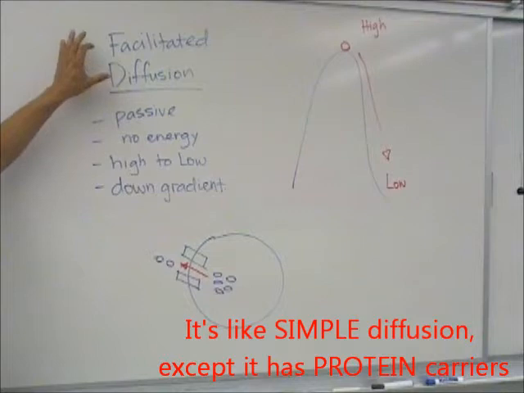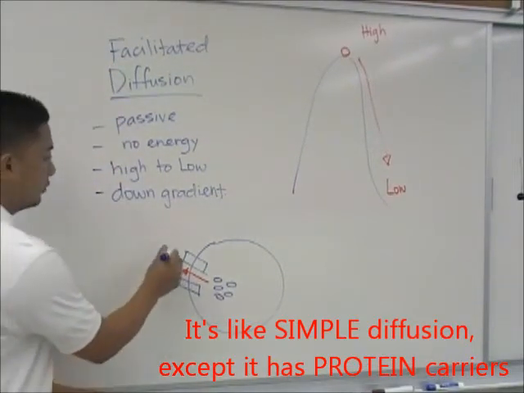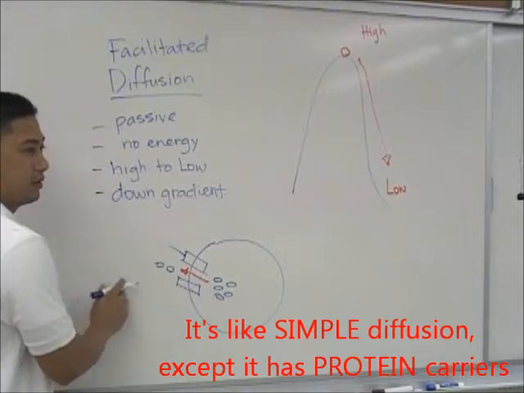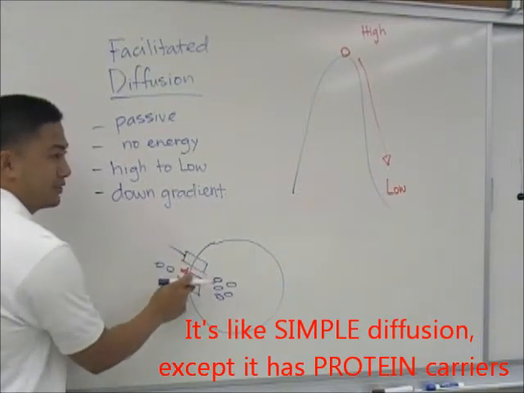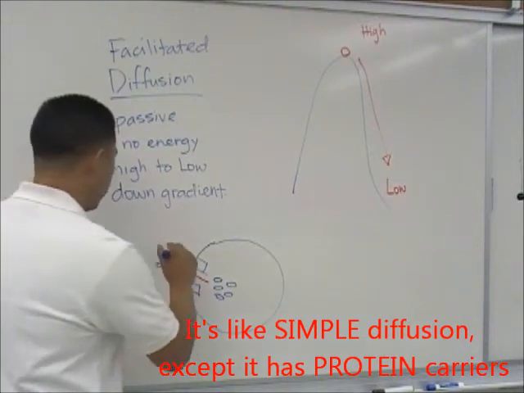What's the only difference between facilitated diffusion and simple diffusion? The use of what? Energy? What are these bouncers called? What kind of carriers? Protein or carbohydrate? Protein carriers.